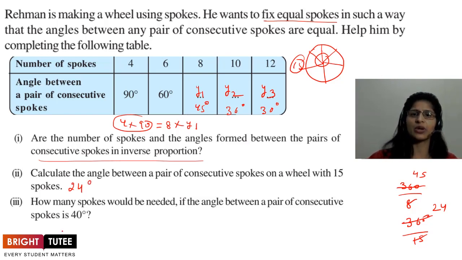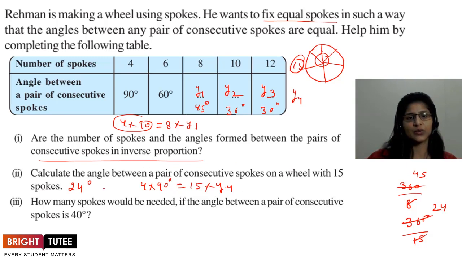I am discussing them orally. You need to write them properly. I have already told you the way to write the answers. So you will just use this one, like 4 into 90 degrees is equal to 15 into y4. So you can write y4 and can calculate y4, which is 24 degrees.